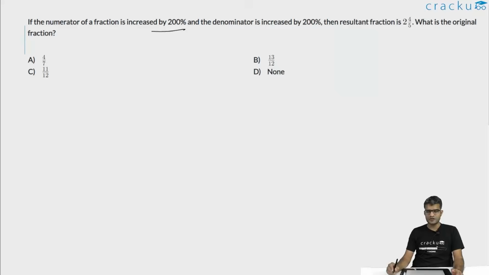In this question, we are told that there is a fraction. The numerator was increased by 200% and the denominator was also increased by 200%. Then this resultant fraction becomes 2 4 by 5. What was the original fraction?